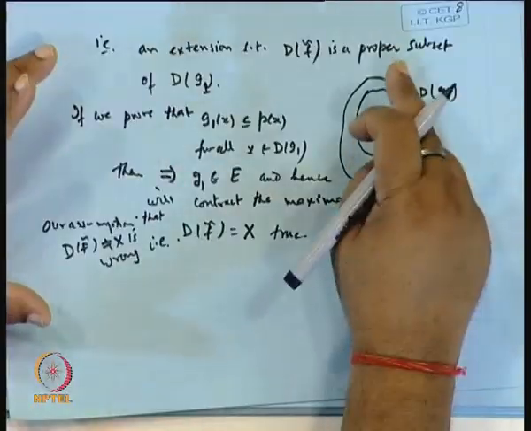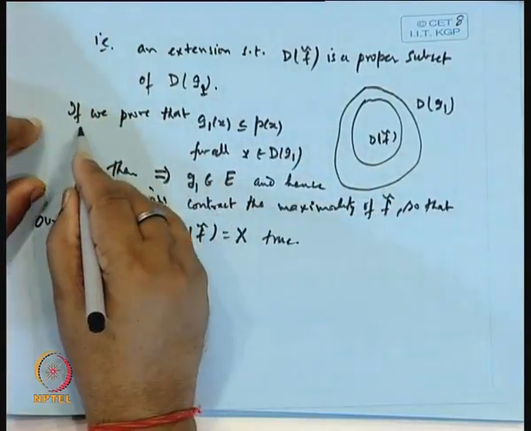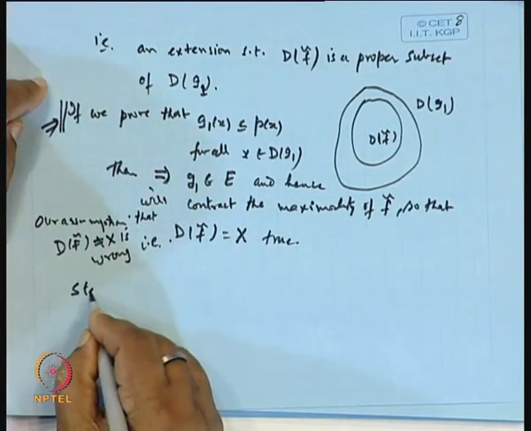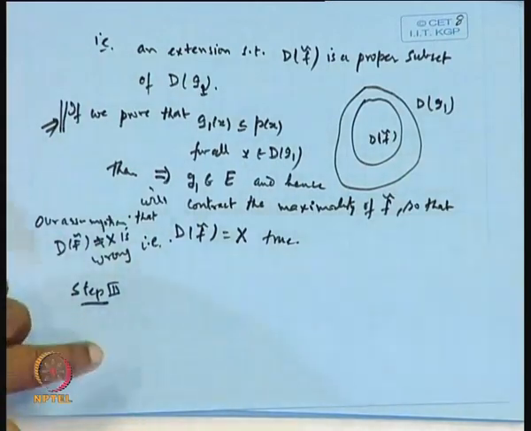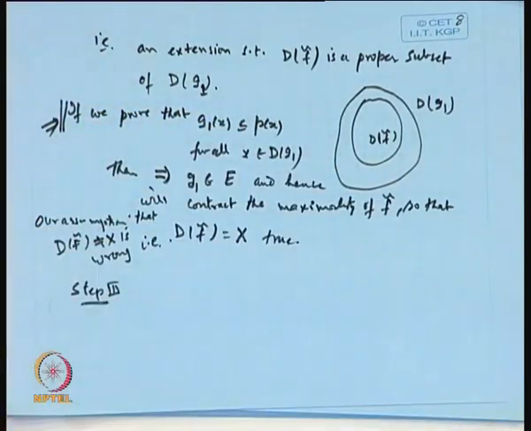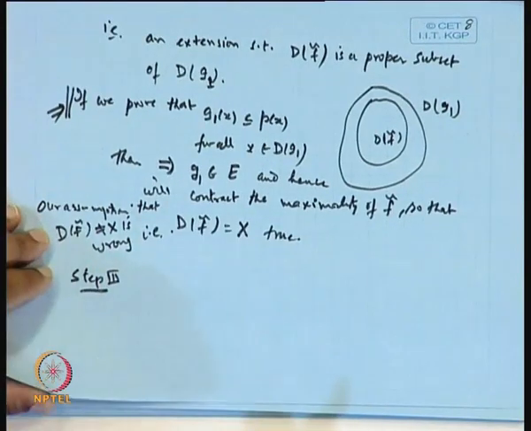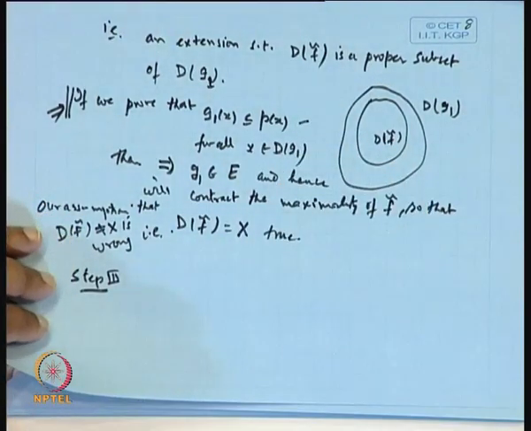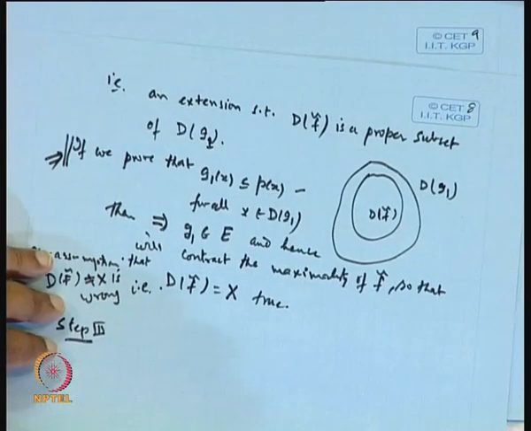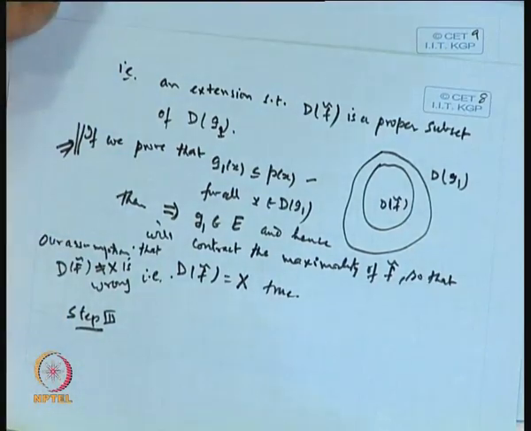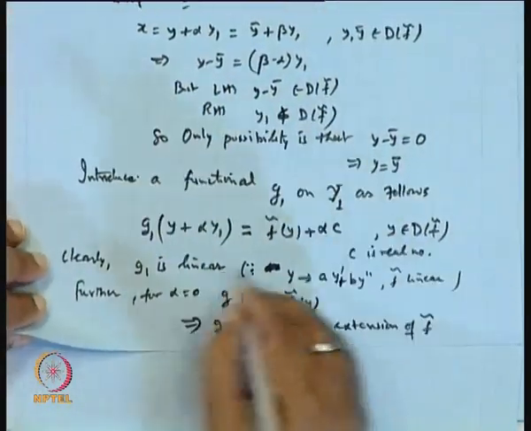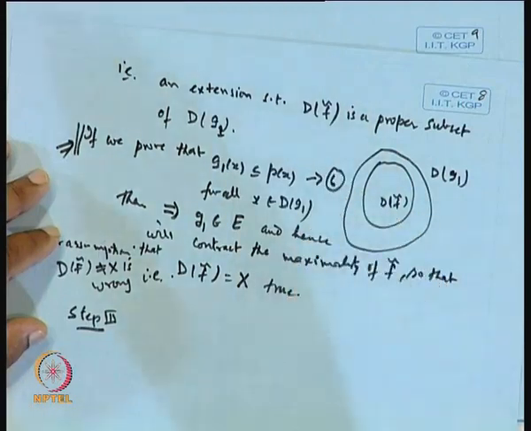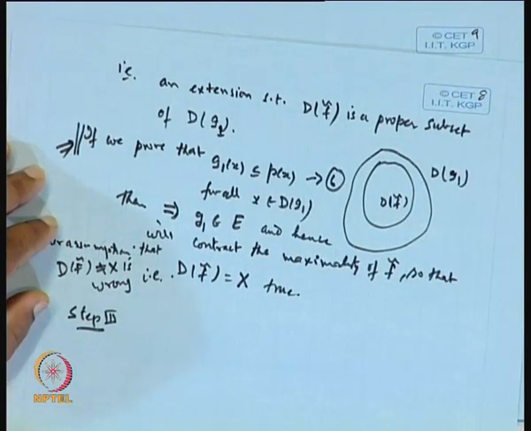So basically we wanted to show this portion, and this we will prove in step 3. Once it is established, automatically this gives you the proof of the Hahn Banach theorem, okay. So let us see the third part. Let this equation be 5, this part is the 5th equation, and let this be the 6th equation. We will make use of the numbers, that is why we are putting them.